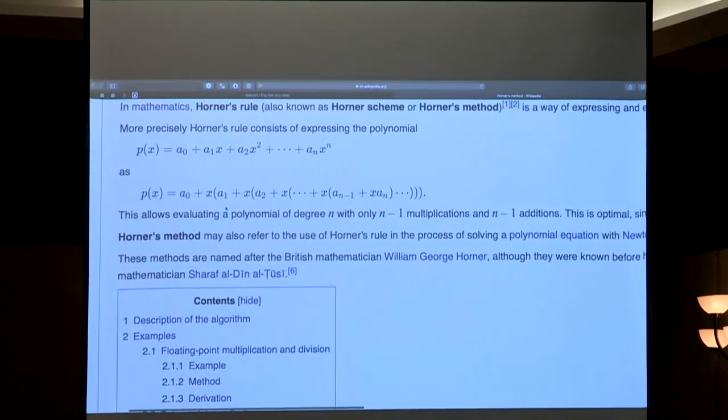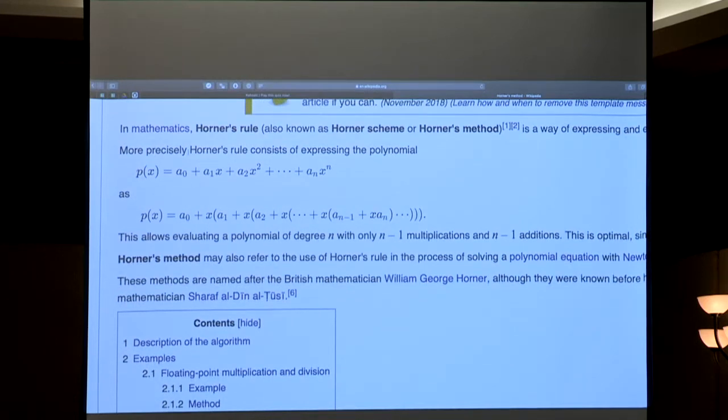This right here is Horner's rule, this property that, given a polynomial like this, a plus a times x plus a times x squared plus a times x cubed plus whatever, you can break that up by putting out parentheses and stuff like that, that just keep getting bigger as you go out.